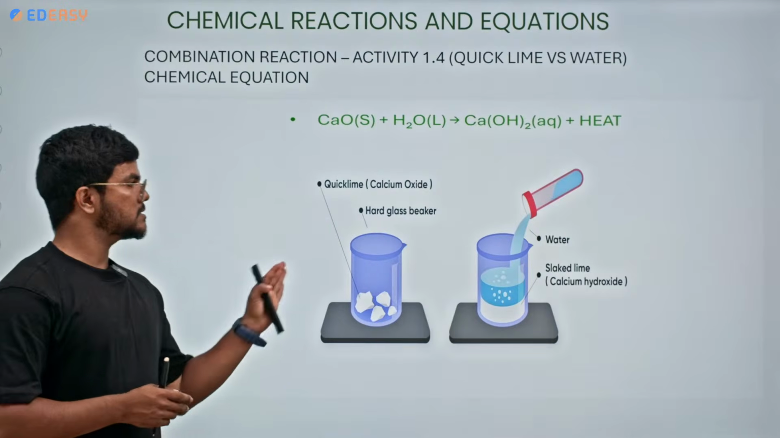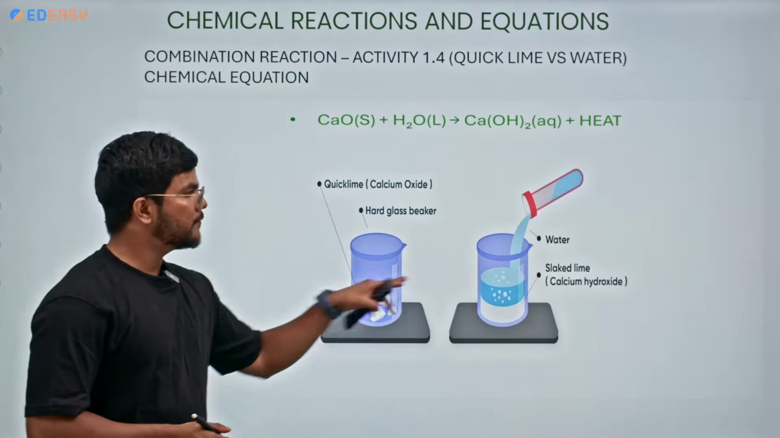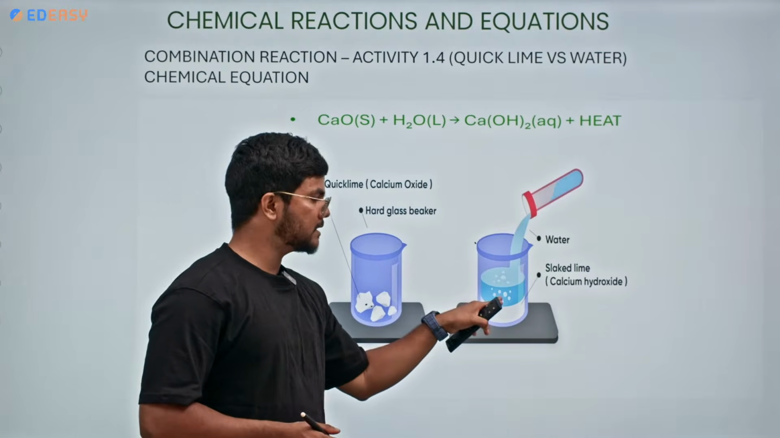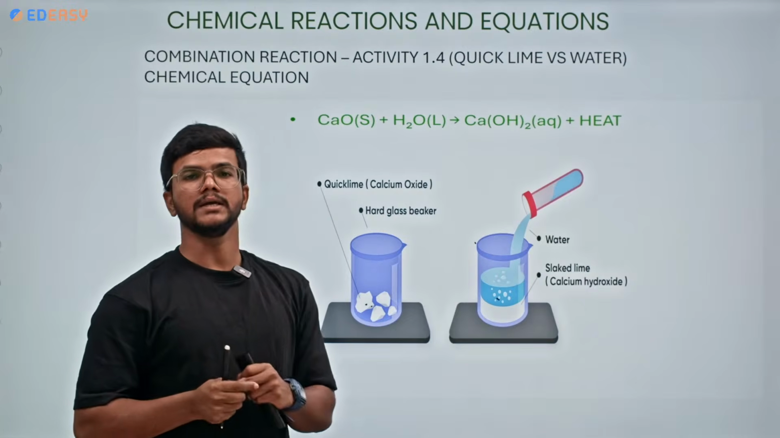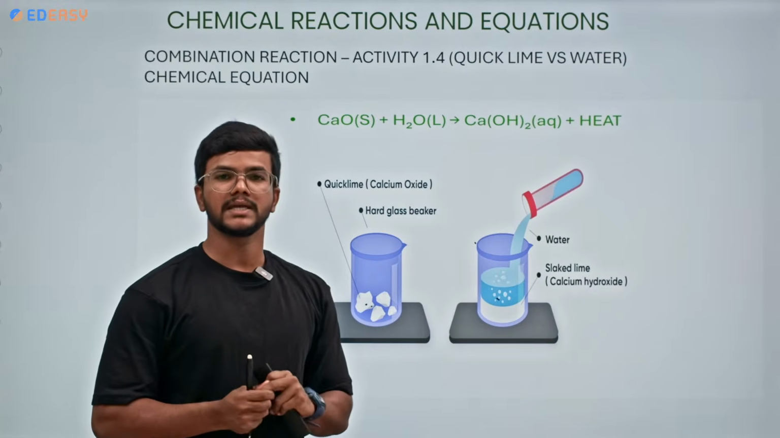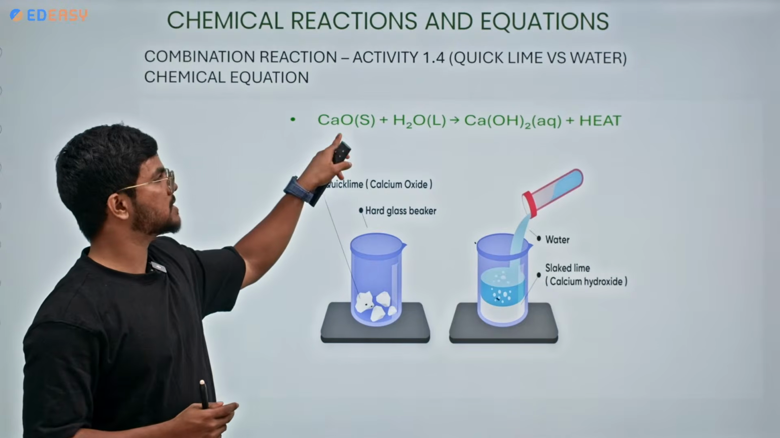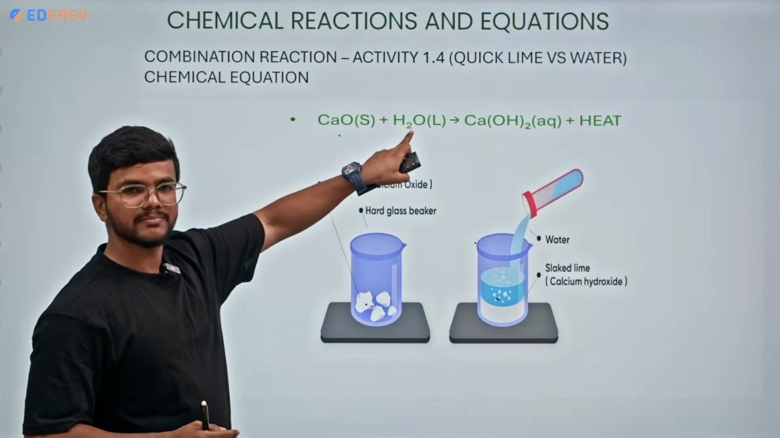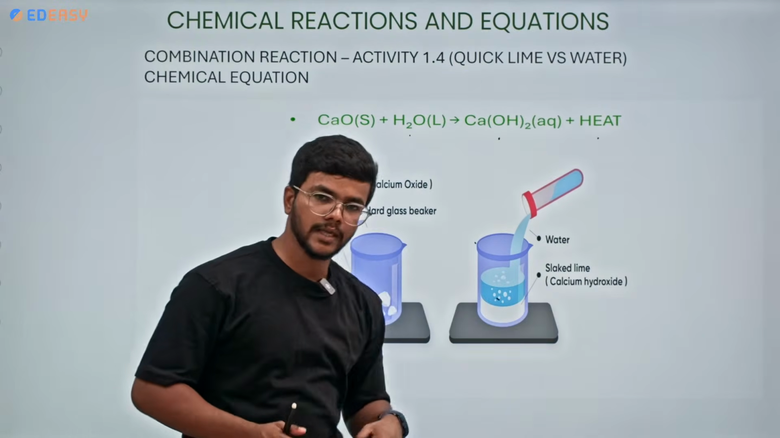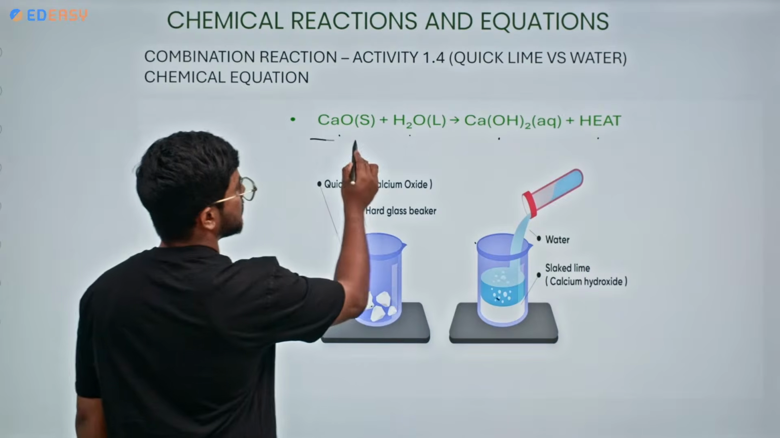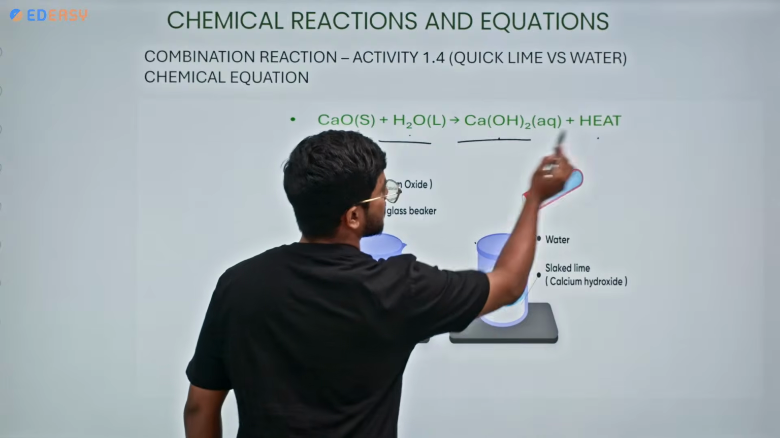Here is the reaction vessel with calcium oxide, the quicklime. When you add the water, you can hear the hissing sound or see steam coming out of the reaction vessel. That is nothing but the heat coming out of the vessel. Calcium oxide solid, when mixed with water, gives calcium hydroxide plus heat.